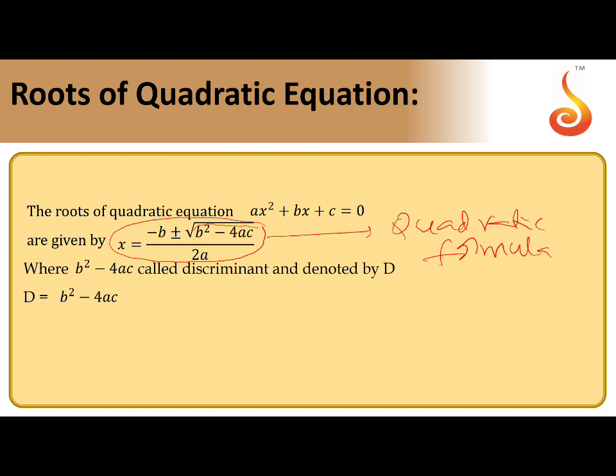There is a term inside the root, which is b² − 4ac. Here b² − 4ac is called the discriminant of a quadratic equation and is denoted by capital D. Therefore D = b² − 4ac. What is the use of this? If you want to find the nature of the roots of the equation, that depends on the value of D. In some cases you can use delta. You can use any symbol for the discriminant. I hope that is clear.